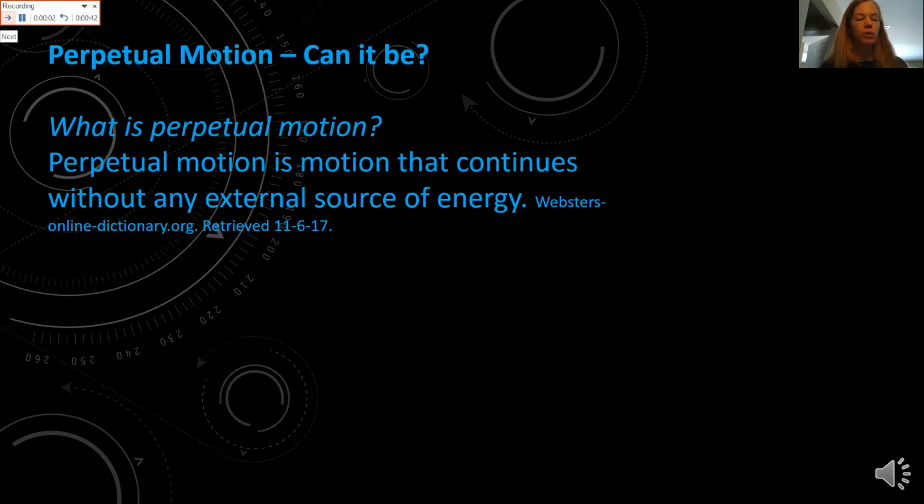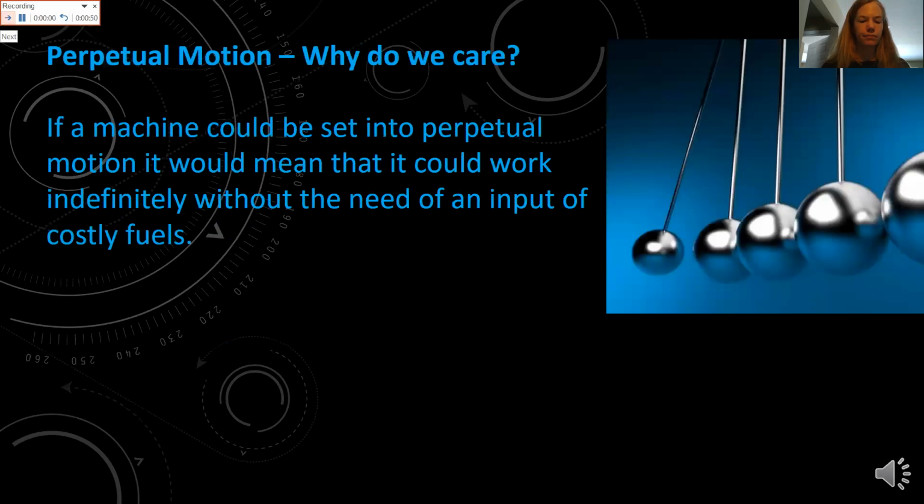What is perpetual motion? Perpetual motion is motion that continues without any external source of energy. Why should we care about perpetual motion? If a machine could be set into perpetual motion, it would mean that it could work indefinitely without the need of an input of costly fuels.